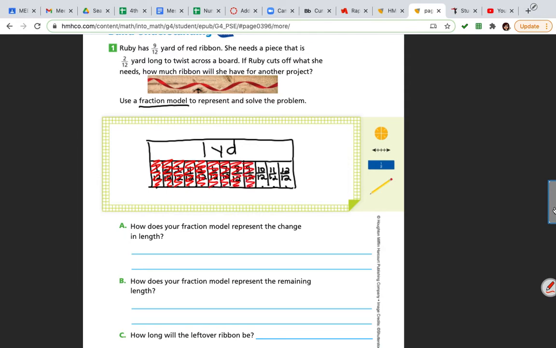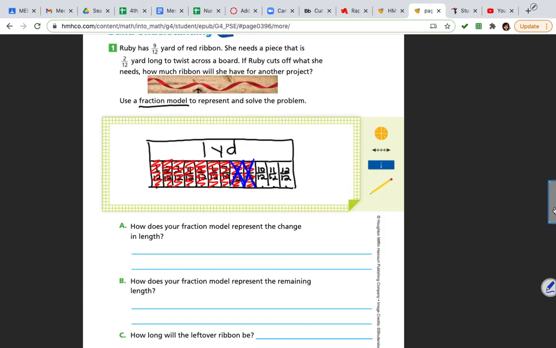That's how much Ruby has. She needs a piece that is 2/12 yard long. So we want to take away 2/12. So if we're cutting off 2/12, I'm going to just put an X through it. Let's do it in a different color. We'll do it in blue. So there's 1/12, 2/12. How much ribbon will she have for another project?